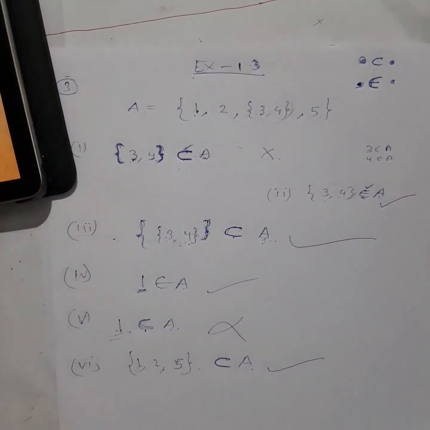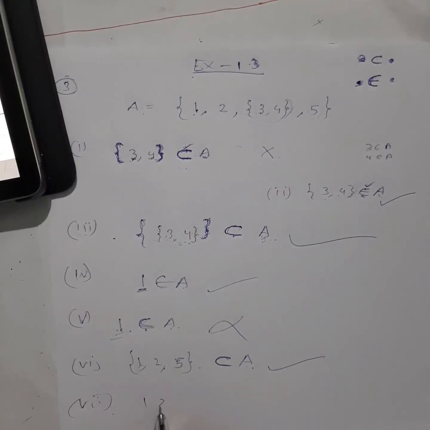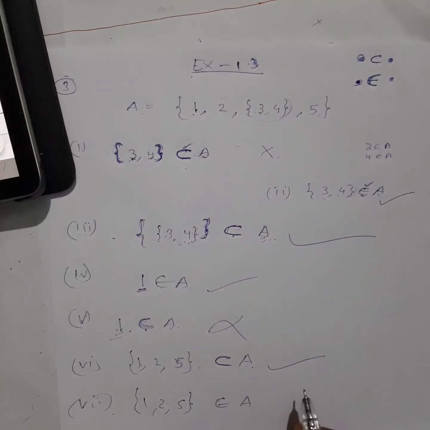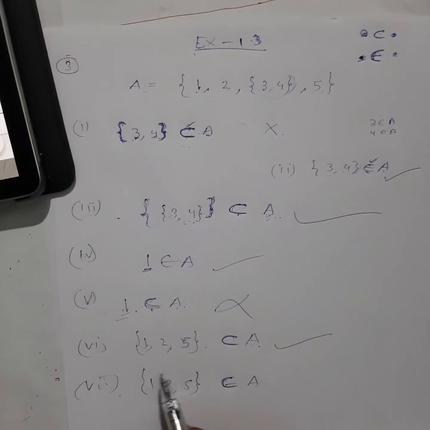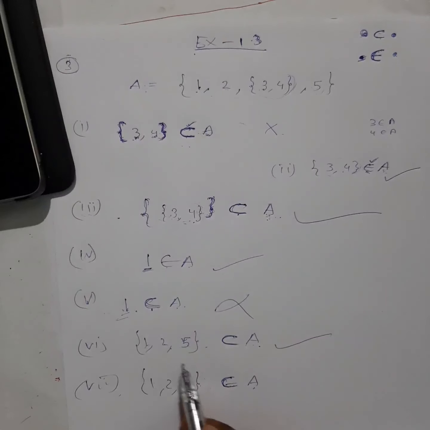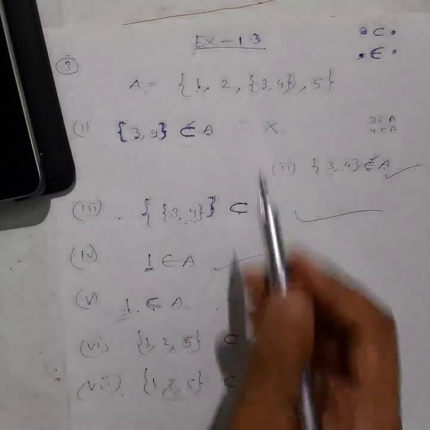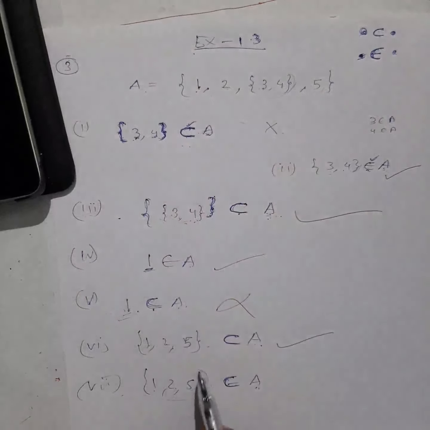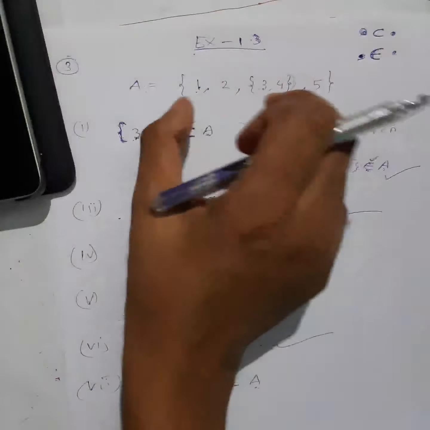Next, number 7. {1, 2, 5} belongs to A. Now, when this symbol comes, what does it mean? Before this must be an element of this one. Now this is a set. Is it an element of A? This is not an element of A. You can see {1, 2, 5} as a set, you don't have any such element here. So this is a wrong statement.